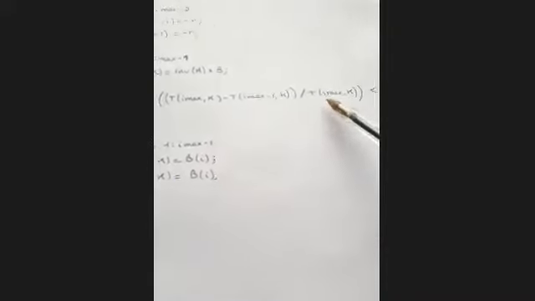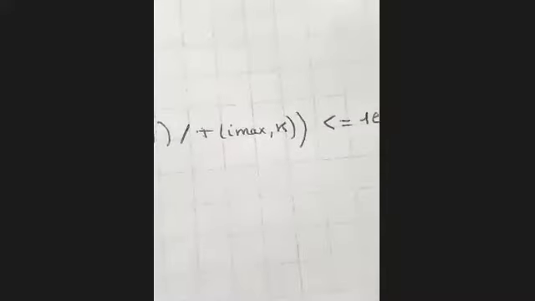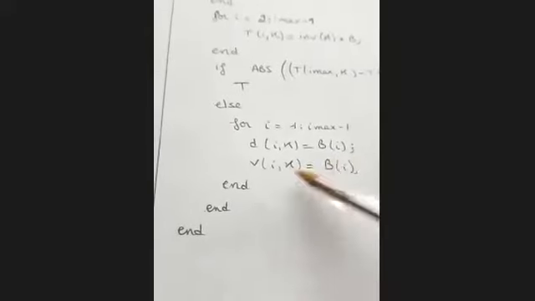And if abs of (T_imax,k minus T_imax minus 1,k) over T_imax,k is lower or equal to 10 to the minus 6, then write T. Else, for i equal 1 to imax minus 1, d_ik equal b_ik, v_ik equal b_ik, and this is the loop of time, the for loop of time, for the program. Understood? Yes. Okay, good.